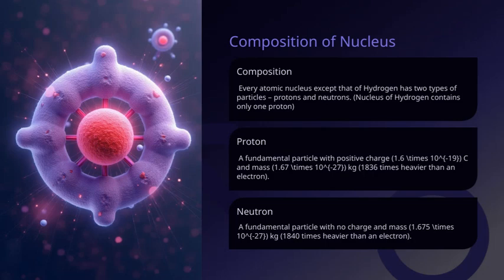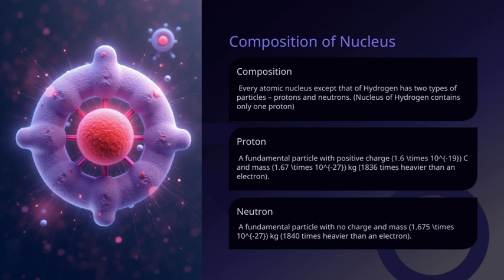Now, let's talk about the fundamental particles that make up the nucleus. First, we have the neutron. It's a particle with no electric charge, so it's neutral, and its mass is approximately 1.675 times 10 to the minus 27 kilograms. To give you a sense of scale, that's about 1840 times heavier than an electron. These neutrons play a crucial role in stabilizing the nucleus, especially since they don't carry a charge that would cause repulsion among protons.